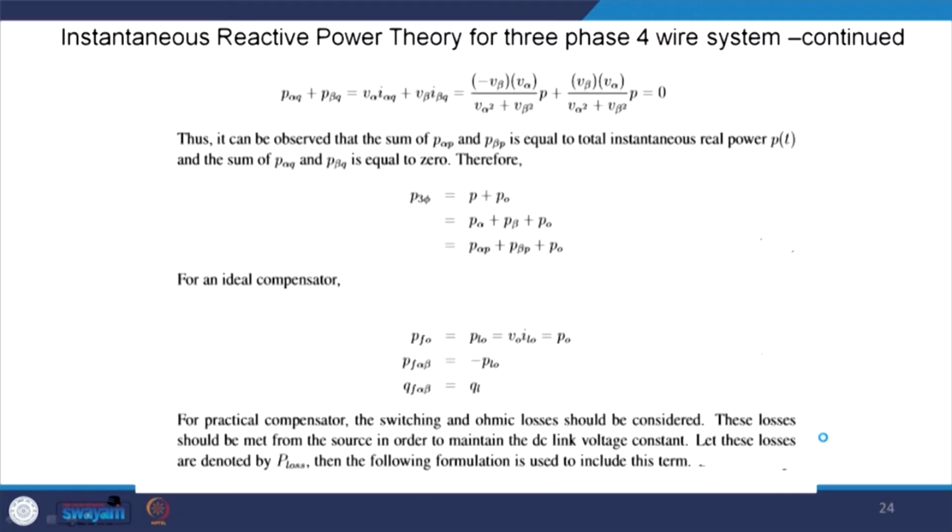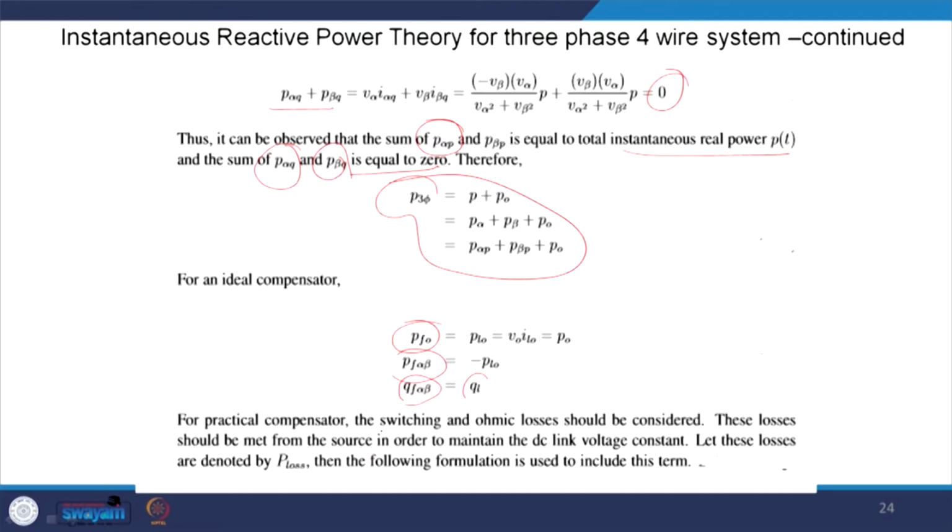And then you know that for the 3 phase 4 wire system, which is what we are continuing to discuss, this should be 0. It can be observed that the sum of P alpha P and P beta P is equal to the instantaneous real power P t, and the sum of P alpha Q and P beta Q is equal to 0. Therefore, you can add up this thing, and for the ideal compensator, this is the third harmonic component of the 0 sequence. So, P F 0 should be equal to P L 0, and similarly P alpha beta will be minus P L 0, and Q alpha beta will be essentially the reactive power that will flow and come.